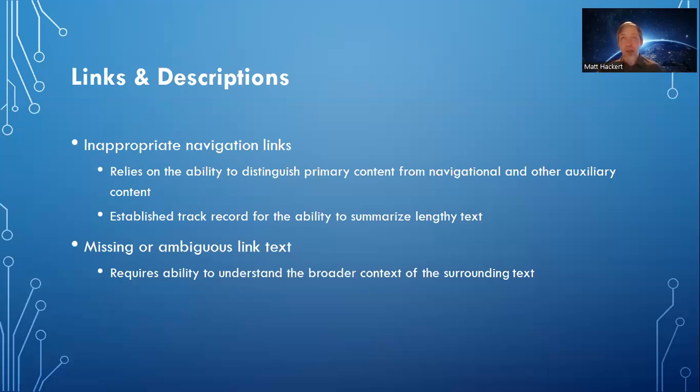So very similarly, again, the biggest challenge to ambiguous links or missing link text is that AI models don't really have that human judgment, again, of understanding what the context of the web page is, and the surrounding text or information where the link is located.